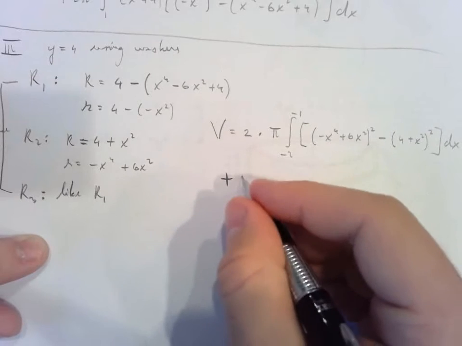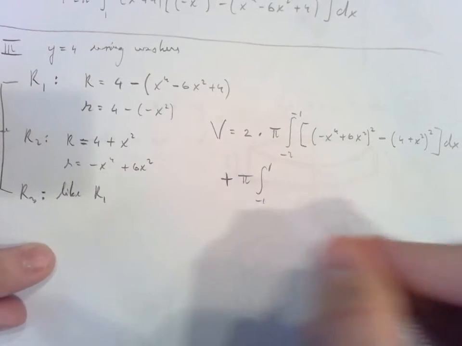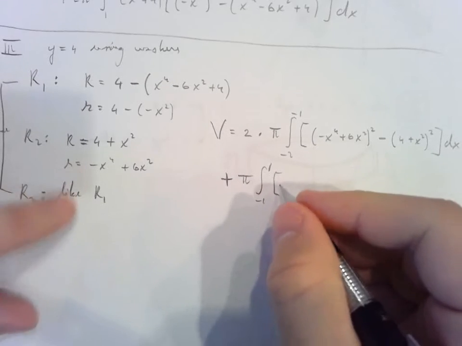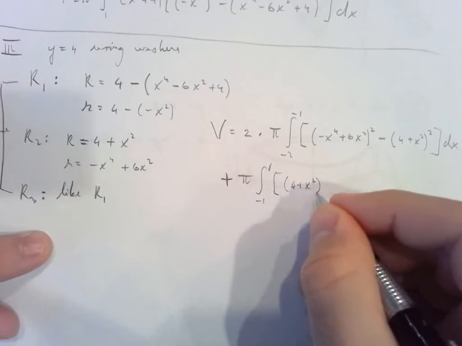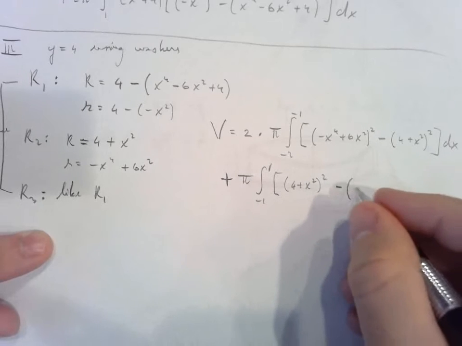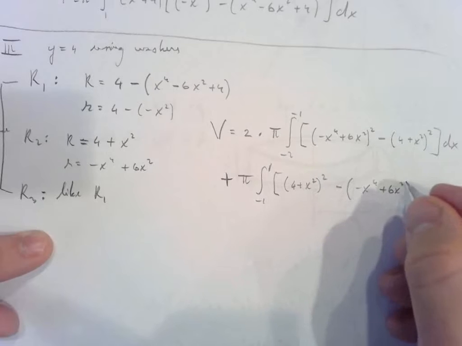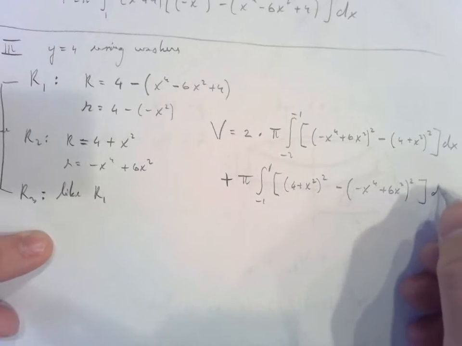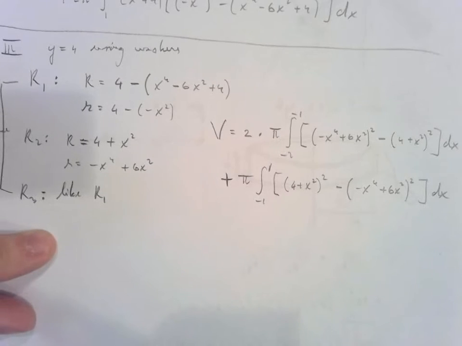and now I have to add the volume for region 2. So it's pi integral from -1 to 1 of big radius is the other function squared minus the little radius squared. So that gives you the volume for part 3. Now let's quickly do part 4.